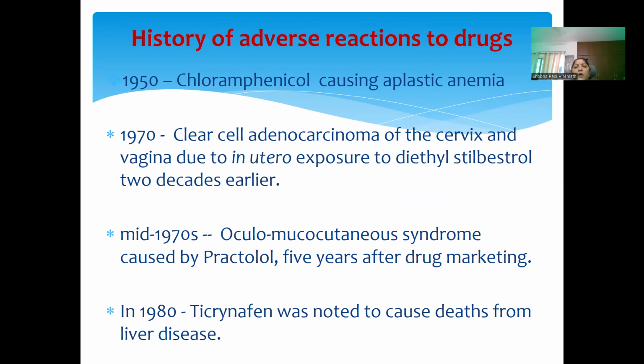Then in 1950, chloramphenicol causing aplastic anemia was reported. In 1970, clear cell adenocarcinoma of the cervix and vagina due to in utero exposure to diethylstilbestrol, which was 2 decades earlier. The exposure was 2 decades earlier, but the ADR happened later. And in the mid 1970s, oculomucocutaneous syndrome caused by practolol, 5 years after drug marketing.